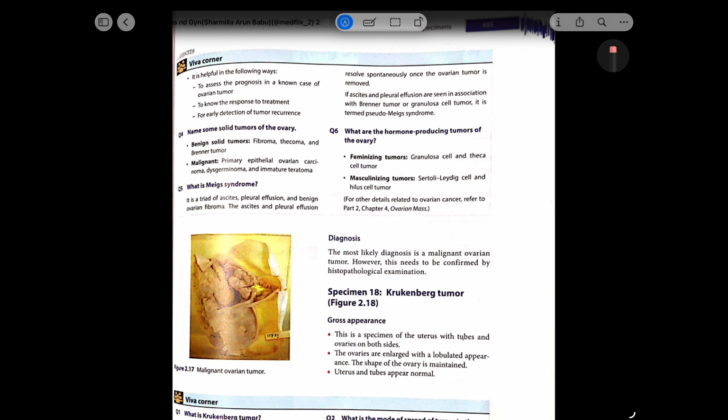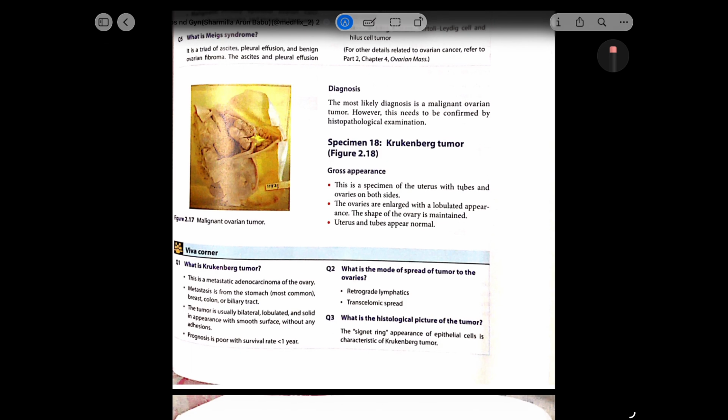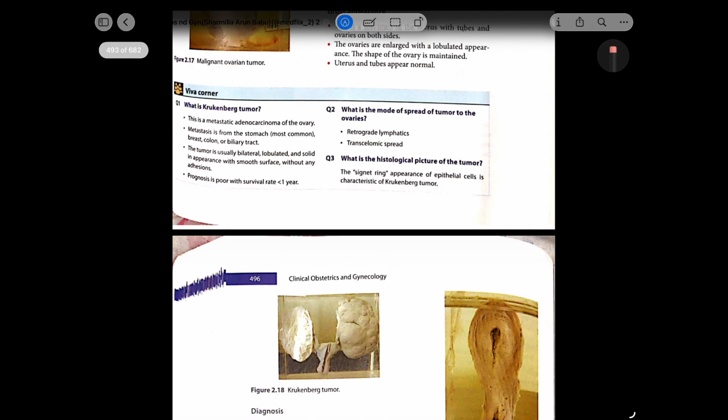What are the hormone-producing tumors of the ovary? Feminizing tumors, granulosa cell and theca cell tumor. Masculinizing tumors like Sertoli-Leydig cell and hilus cell tumor. So the most likely diagnosis is a malignant ovarian tumor. However, this needs to be confirmed by histopathology examination. Let's move on to the next specimen.